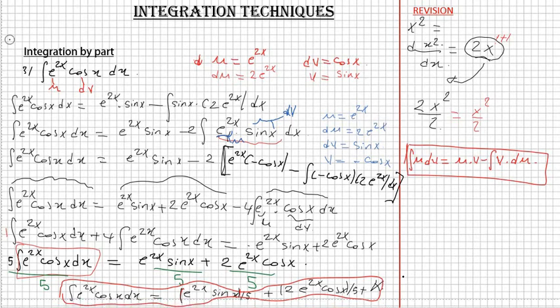So that's it. In the book they got 1 over 5, which is also the same, because 1 over 5 represents the common factor of these two terms. So we have e to the 2x sine x plus 2e to the 2x cos x plus k. So it's basically the same as what we have.